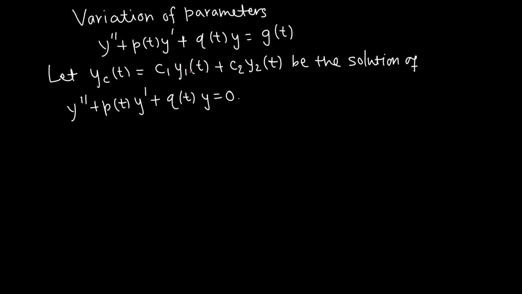So y1 and y2 are two solutions, and a linear combination is the complementary solution of this, or the solution of this corresponding homogeneous. Now, based on this complementary solution, we set up a particular solution. So take y equals yp, the particular solution, is just replace c1 and c2 by two variables.